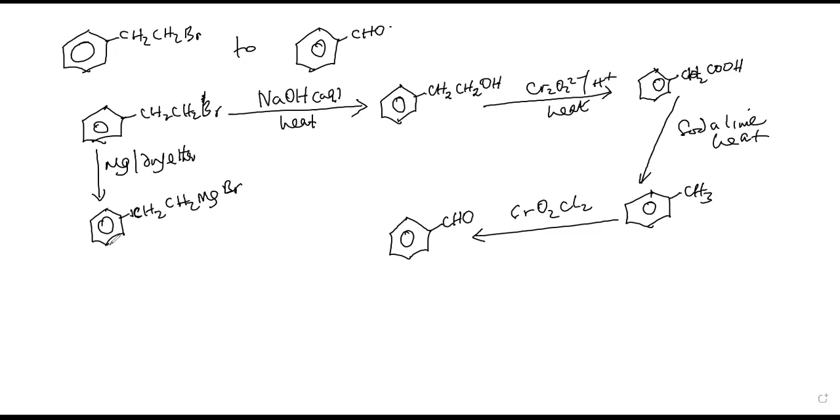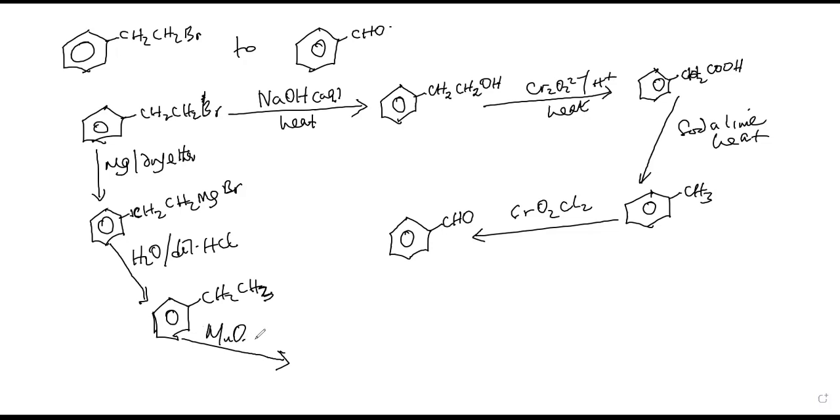Then from there, we shall add water and dilute acid, and there we shall form phenylethane. Then from here, we can oxidize this. When we oxidize the CH3 here, we can add permanganate acid, then heat. It will be oxidized to a carboxylic acid.